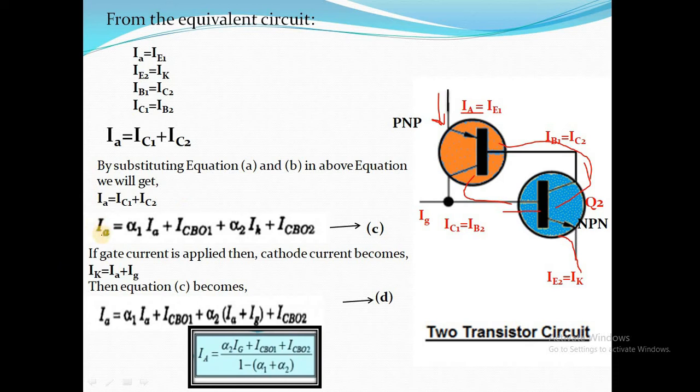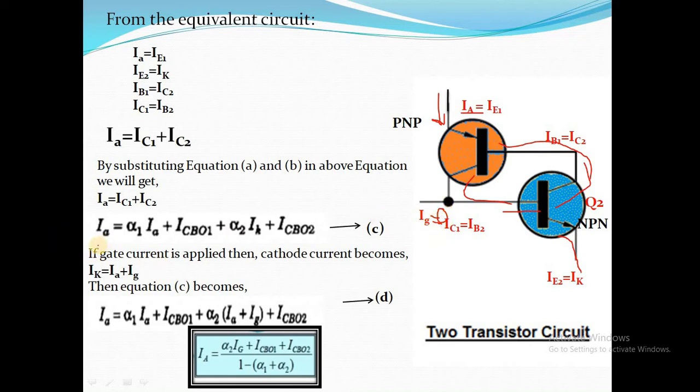So here we are getting IA equals alpha 1 IA plus ICBO1 plus alpha 2 IK plus ICBO2. Here alpha 1 and alpha 2 are the current gains of the transistors. ICBO1 and ICBO2 are the collector base junction leakage currents which are available at the junction during the blocking mode of the transistor due to the supply.